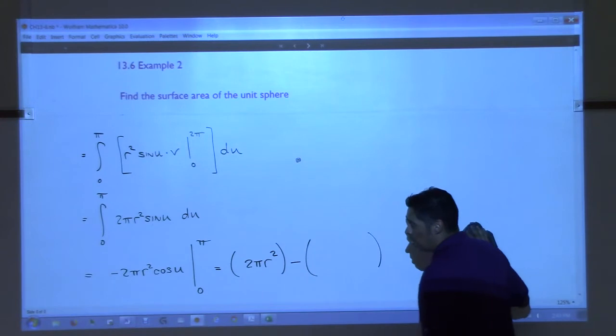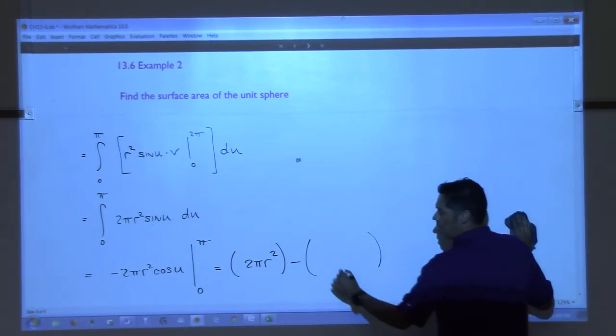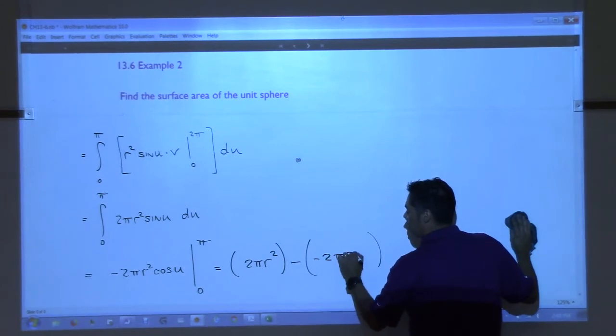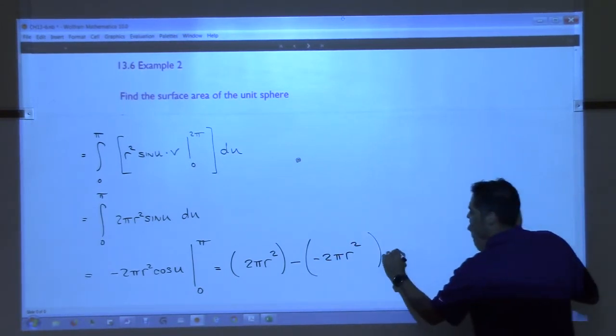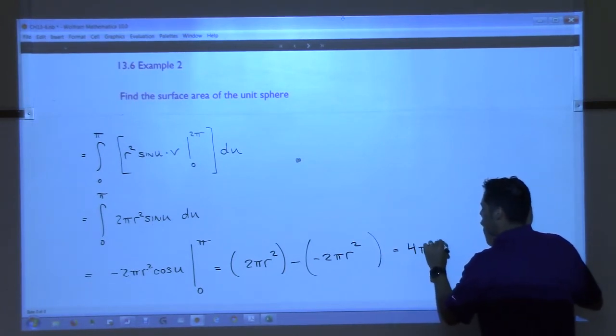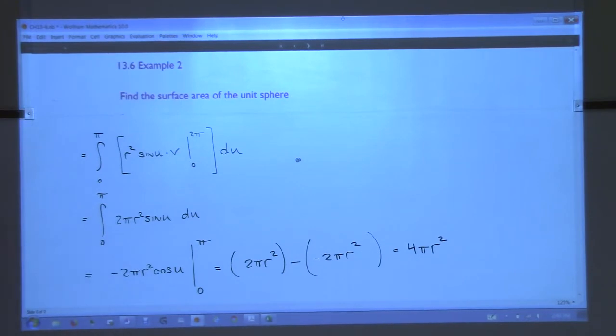Now you plug in 0. When you plug in 0, you get cosine of 0 is 1. So now you get minus 2 pi r squared. And you put those together, you get 4 pi r squared. There it is. Okay? So we have proven that the surface area of a sphere of radius r is 4 pi r squared.